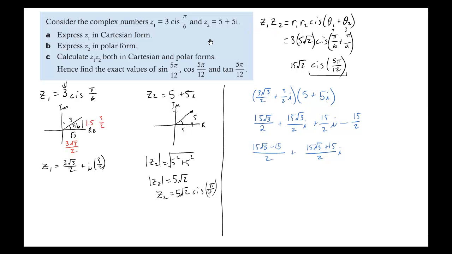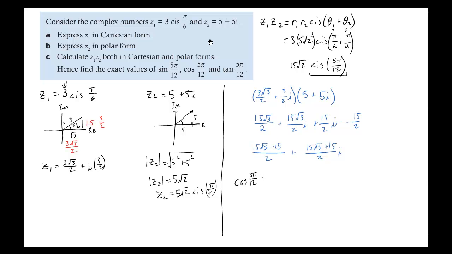Okay? So the next part is finding the exact values of sine of 5 pi over 12, cosine of 5 pi over 12, and tangent of 5 pi over 12. So what I'm going to do is show you sine or cosine. It doesn't really matter. Let's do cosine, it's in the middle. So let's do cosine of 5 pi over 12, and then I'm going to leave it to your imagination to figure out sine and tangent because they're essentially the same thing.